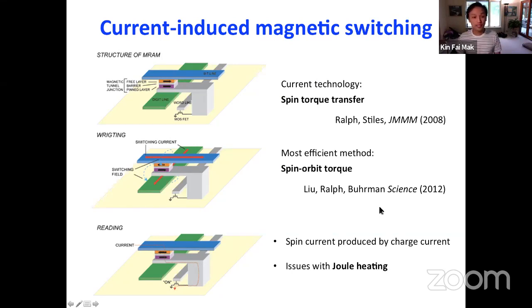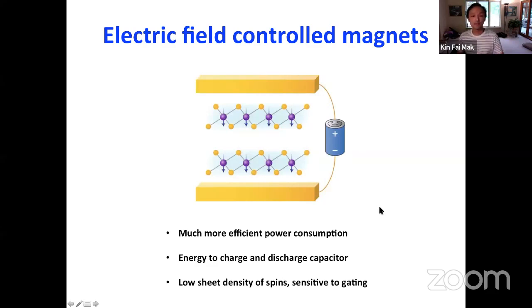So this issue with Joule heating, wouldn't it be nice if you can just use a pure electric field to control the magnetic states in the system, so that it can provide much more efficient power consumption for the system. Basically, all you need to do is charge a capacitor to apply an electric field. The energy required for switching is really just to charge and discharge a capacitor. And it will produce an energy that is orders of magnitude smaller compared to the current technology. And two-dimensional magnetic materials with a very low density of spins would make the material very sensitive to gating. It is an ideal avenue to explore electric field controlled magnetism.